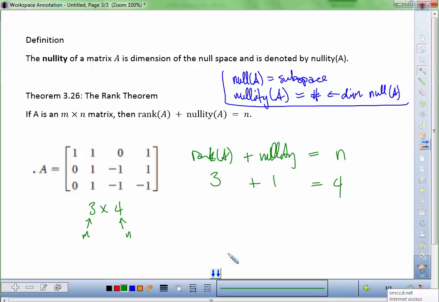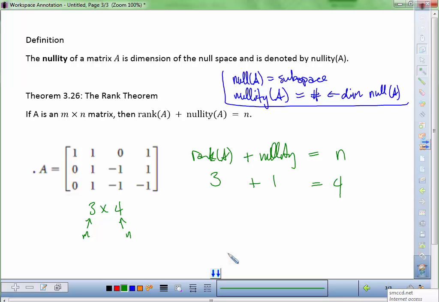Now remember that this is not a proof, this is an example, and we're applying this theorem to the example that we had. But that just confirms our ideas.